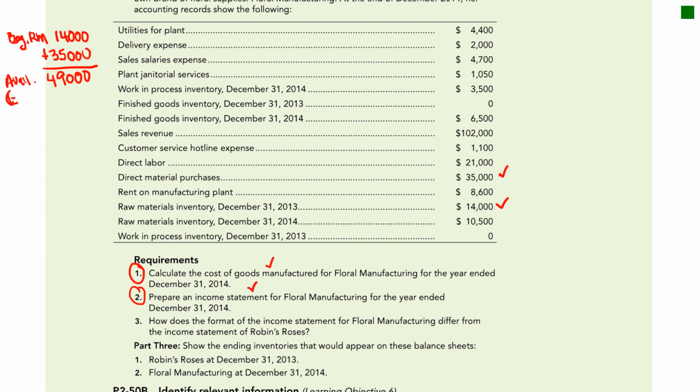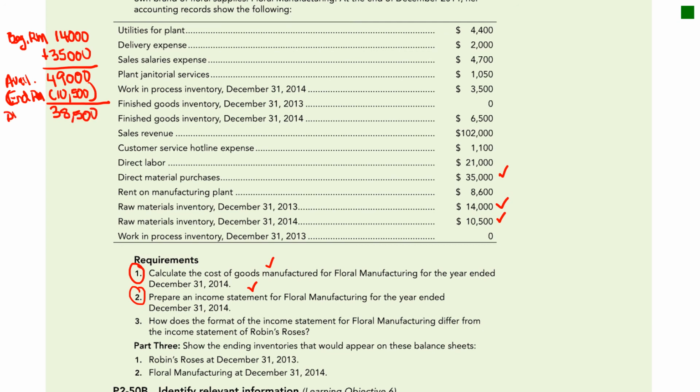And then we're going to subtract out the ending raw materials, which in this case, it looks like the ending raw materials balance is $10,500. So I'm going to put brackets around that. So we're going to subtract that. And once we have done that, that's going to give us our direct materials used. So in this case, it looks like that'll be $38,500.